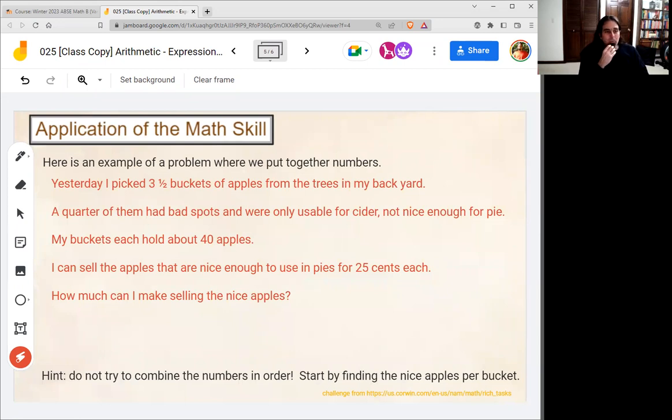Here's an example problem where we're going to put some numbers together. And maybe you would write an equation, or maybe you would only write an expression. How would we do this one? Yesterday, I picked 3.5 buckets of apples from the trees in my backyard. A quarter of the apples had bad spots. They were only usable for cider. They weren't the nice kinds of apples I want for pie. My buckets hold 40 apples each, and I can sell the apples that are nice enough for pie for 25 cents each. So how much can I make selling the nice apples?